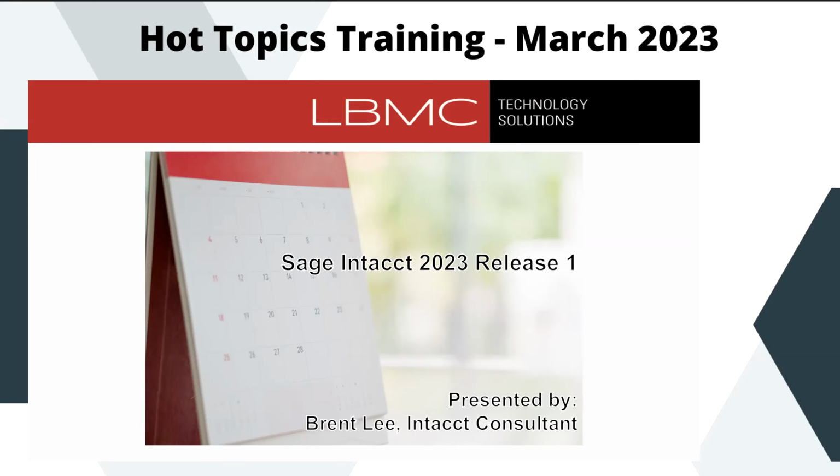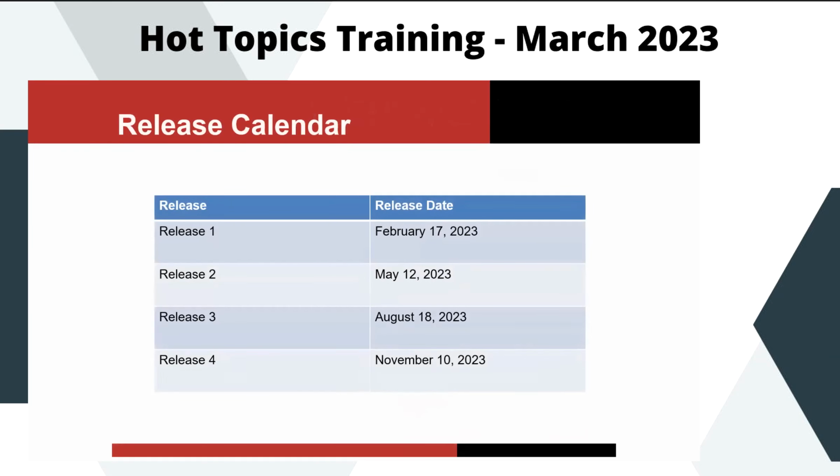Sage Intacct has 4 releases a year, and these releases come during each quarter. As you can see, this is the first release of 2023 that happened February 17th. Also, you will see the next releases for the upcoming year, with release 2 coming in May, release 3 in August, and release 4 coming in November.